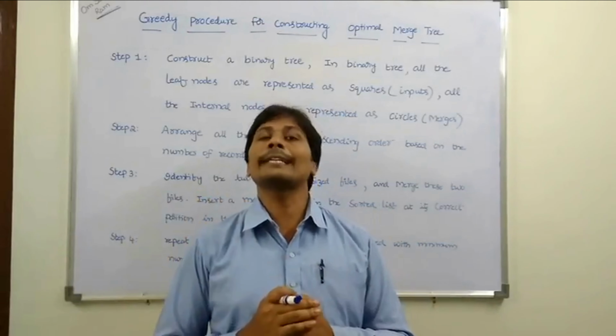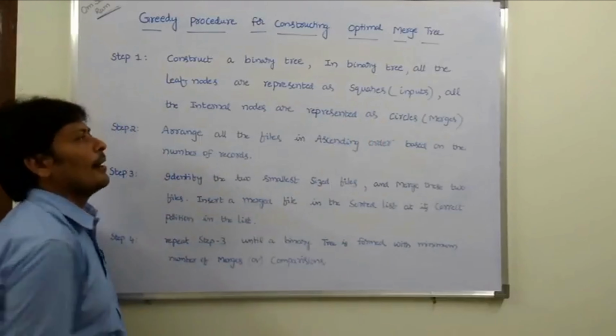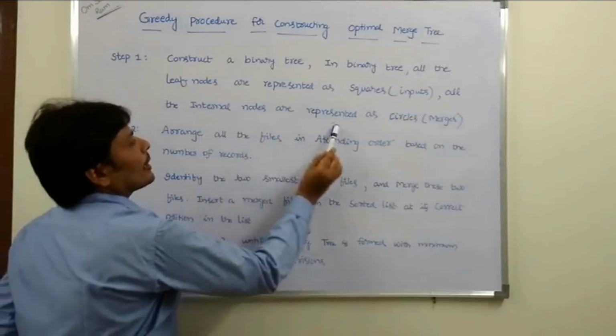The same steps are presented on the whiteboard. The first step is to construct a binary tree. In the binary tree, all the leaf nodes are represented as squares, that is, the input files we are given. All the internal nodes are represented as circles. From the input files we merge the files, and the merged files are represented as internal nodes, which are drawn as circles.